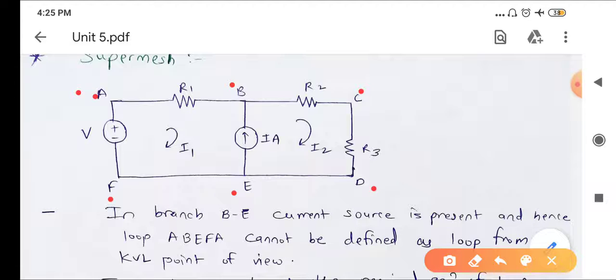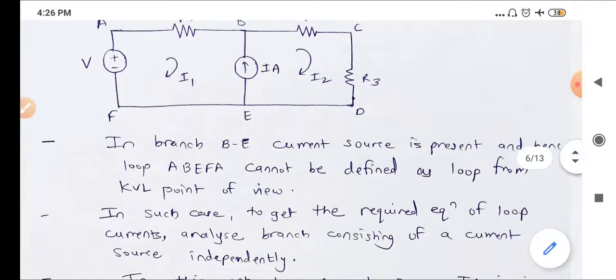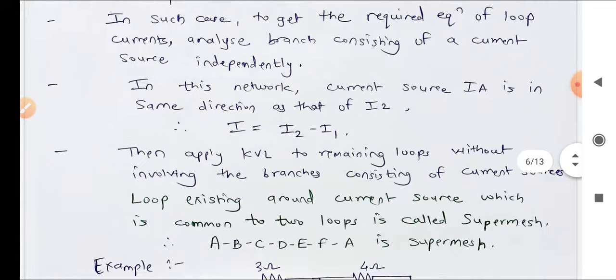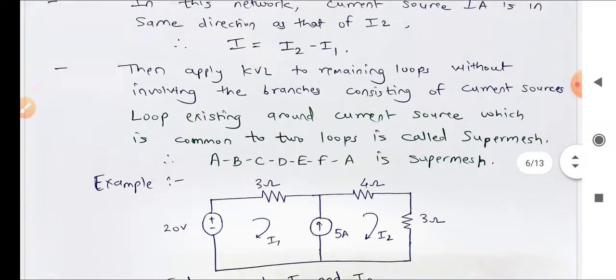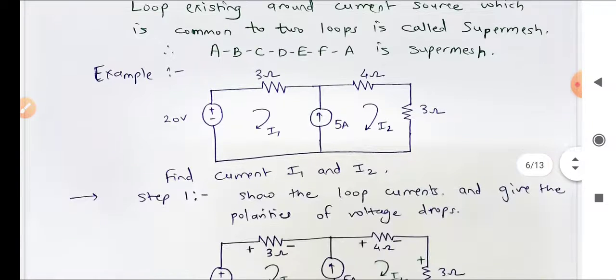Okay, and we are going to apply KVL to this super mesh. Before applying the KVL, we are going to assign these signs to each and every element according to the flow of current, and by giving all the sign conventions, after that we are going to write the equation. So here I is equal to I2 minus I1. This will be our super mesh.